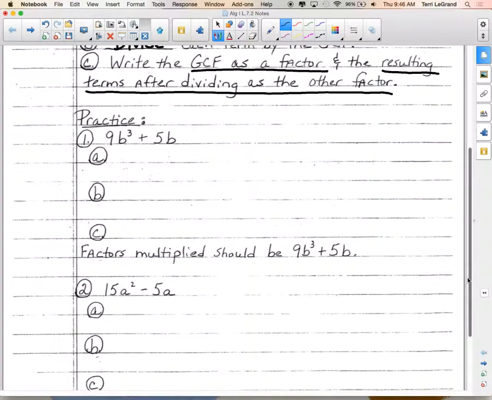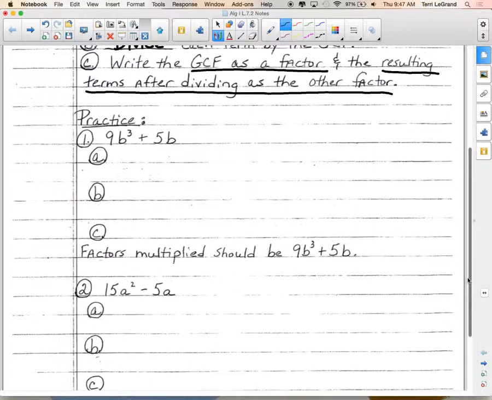So such as number 1, 9b cubed plus 5b. That is a binomial, right? So what should happen here is if we can GCF it, we should get a monomial GCF, and we should have a resulting binomial as the other factor. So can every polynomial be GCF'd? Were they all possible in your homework? I don't remember. Yes? Okay.